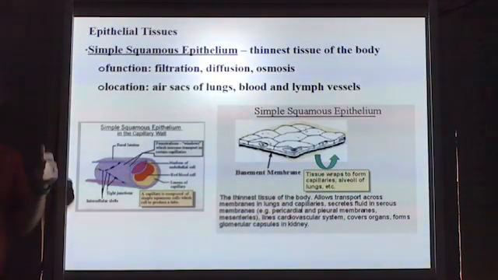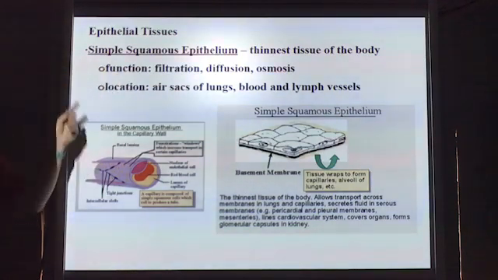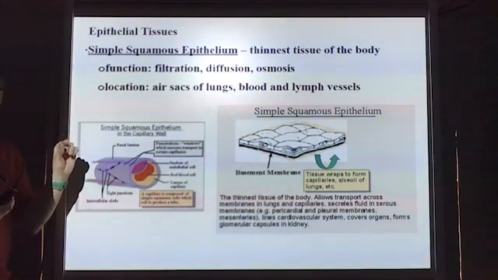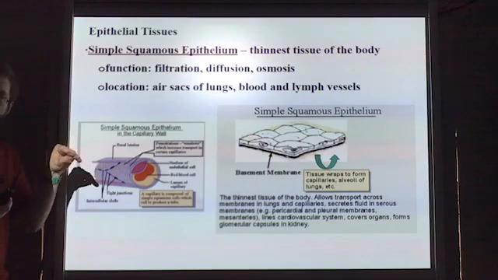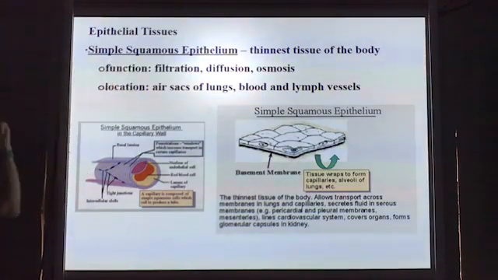That sounds scary, but it's not, because we know what first and middle names mean right here. Simple tells us there's one layer. Okay? There's one layer. Simple is the one layer of cells. Squamous is that squished, or it's scale-like. So simple squamous epithelium is one layer of flattened cells.